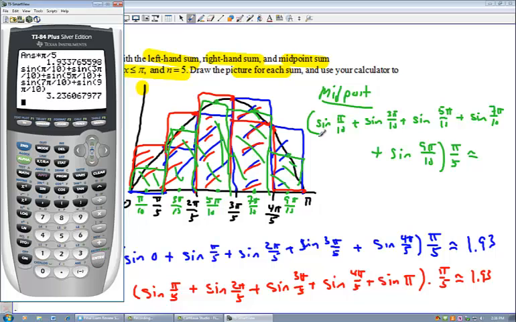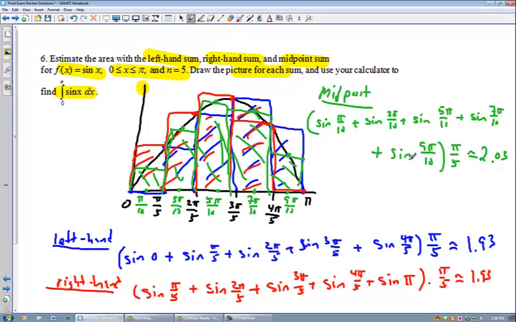Now that's not the area. It doesn't become the area until I multiply by this pi over 5, which is the width of these rectangles. So times second pi divided by 5. And so I get out about 2.03. So about 2.03.